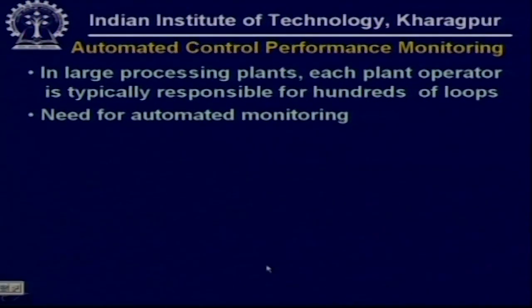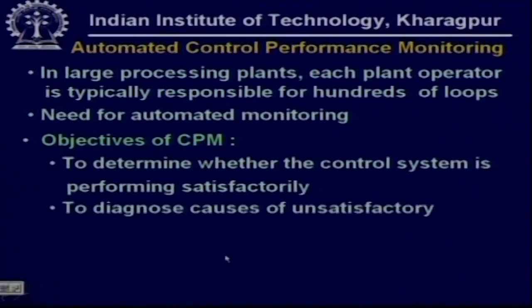Now, as you have seen from the previous picture, there are hundreds and sometimes close to 1,000 variables and loops that an operator may be required to monitor. It is very difficult, and there is a need for automated monitoring. Purely manual monitoring requires lots and lots of experience, and even then operator errors cannot be ruled out and have occurred in various situations, just like they occur in aircraft accidents, where the pilot has to see a whole lot of signals and take very time critical decisions.